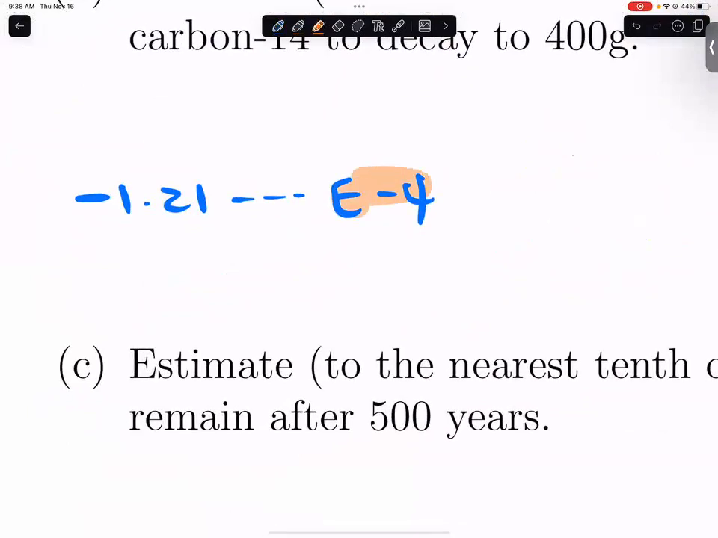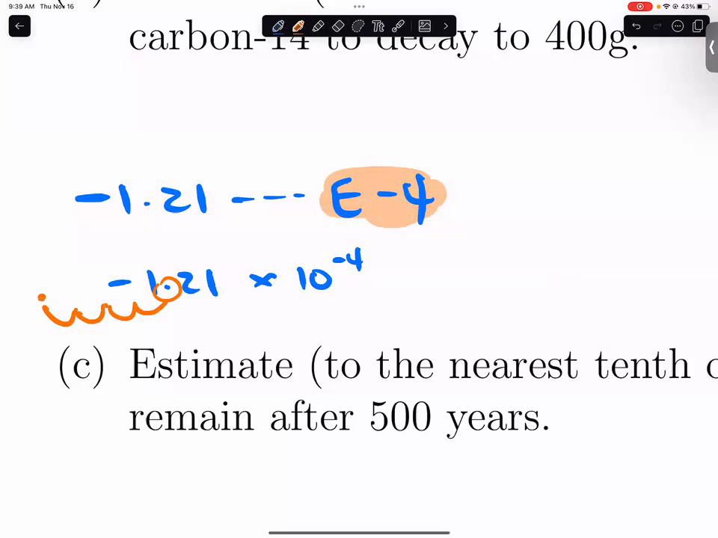This part is scientific notation. So this means the same thing as that, which means that you take the decimal and slide it 1, 2, 3, 4 places to the left, and then fill in zeros. So this is negative 0.123121.